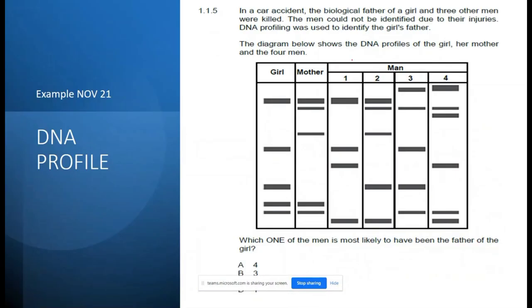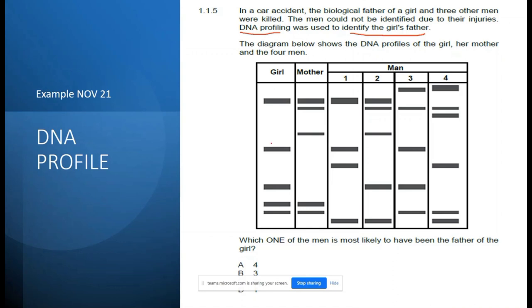Then we also in this topic do DNA profiling. Now, DNA profiling is obtained by taking DNA from either, remember, blood samples, saliva samples, or semen samples to get DNA bands. We don't speak of a DNA fingerprint. So in this instance, in a car accident, the biological father of the girl and three other men were killed. The men could not be identified due to their injuries. And here DNA profiling was used to identify the girl's father.